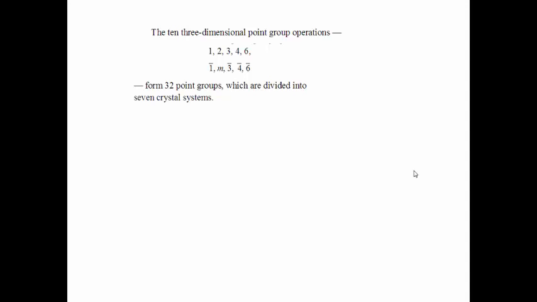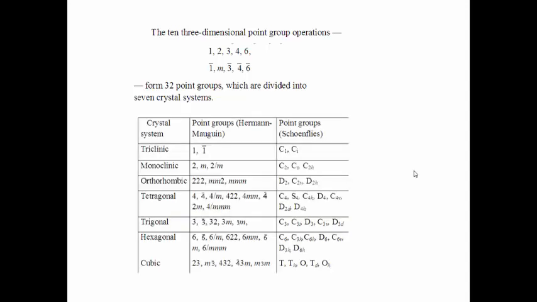So now let's consider our 10 three-dimensional point group operations, or these are the cyclic groups, and these can form 32 point groups, and those point groups are divided into 7 crystal systems. And we've seen some of them already. We can add to that the cubic and the orthorhombic, and here are all the Hermann-Mauguin symbols, and those are all the combinations that you can get.